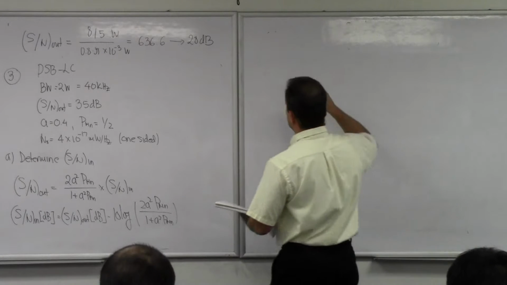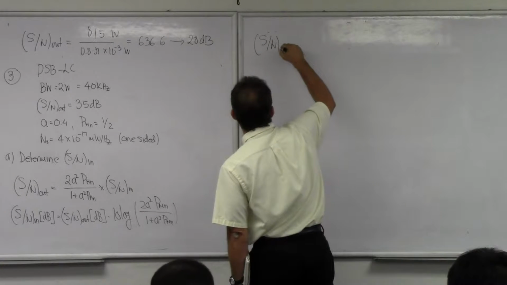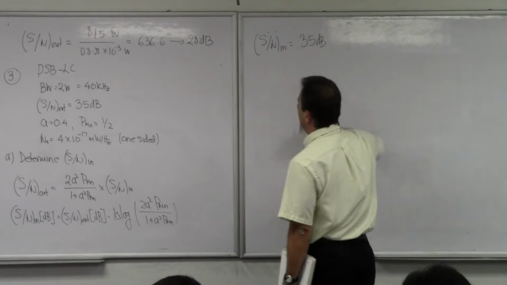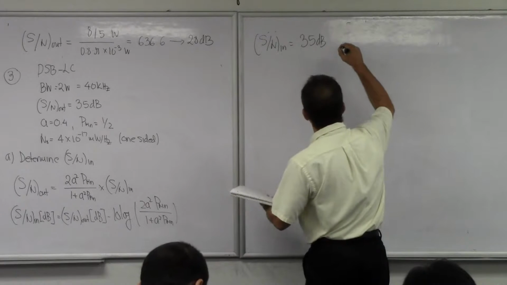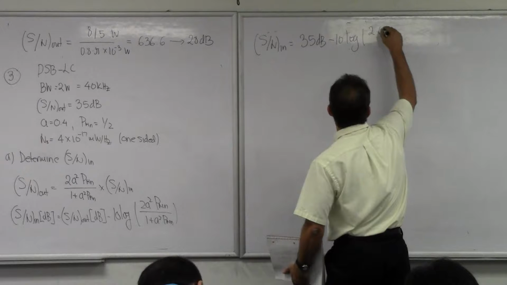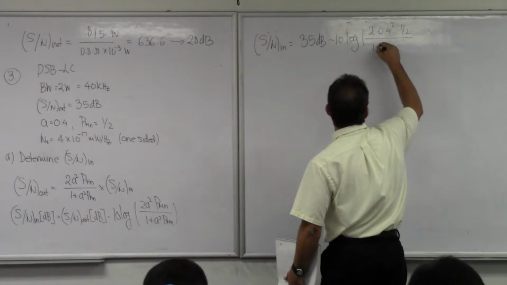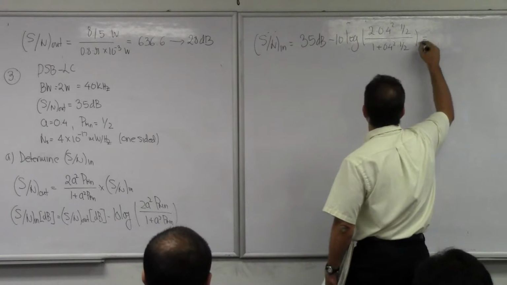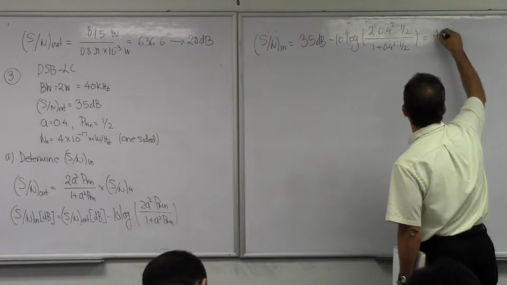So now, if you substitute, the signal to noise ratio at the input needs to be 35 dB, which is the required signal to noise ratio at the output, minus 10 log of 2 times 0.4 squared times 1/2 over 1 plus 0.4 squared times 1/2. And this gives us 43.3 dB.